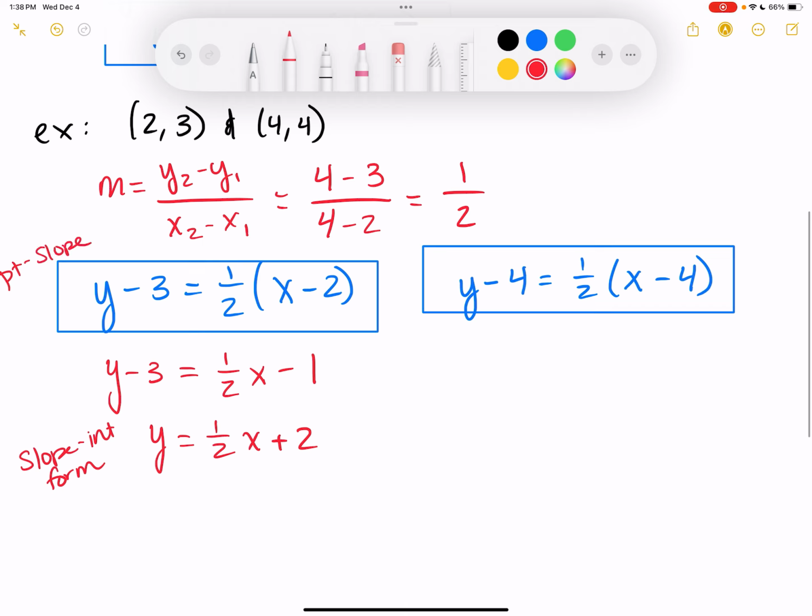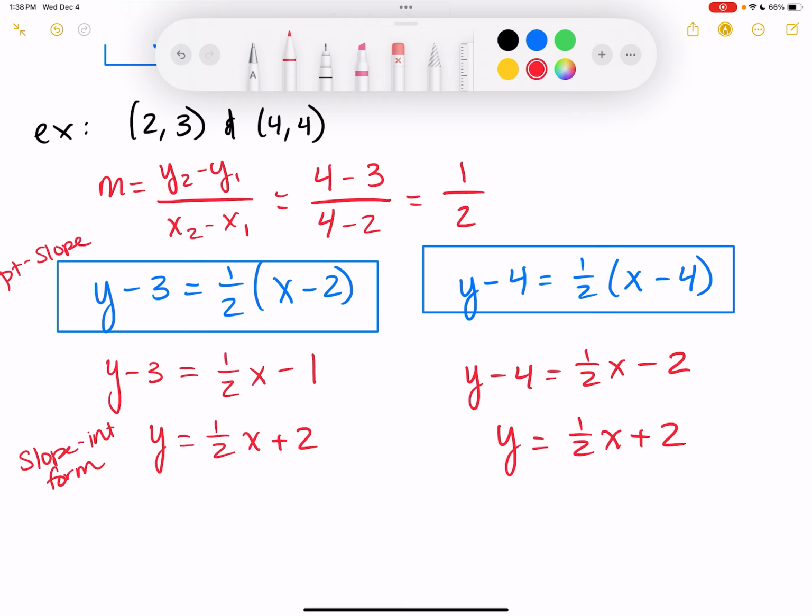Then down here, if I do the same thing with this other one, I'm going to distribute first. So I have y minus 4 equals 1/2 x minus 2. Then add this 4 over. Y equals 1/2 x plus 2. And if you look, exact same line. So it doesn't matter which point we use in point slope. I will take your answer regardless of which one you choose.